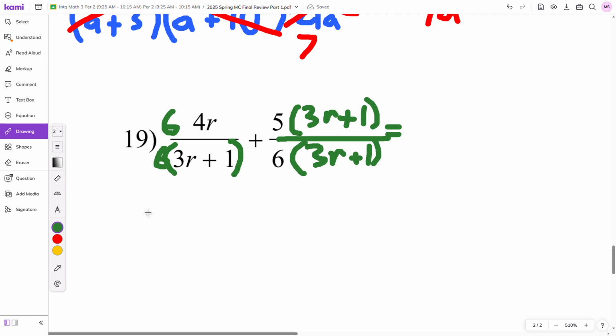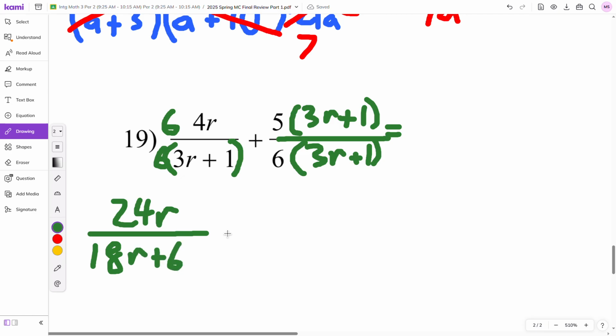So that gives us 24r over 18r plus 6 plus 15r plus 5 over the same denominator as on the left, which is 18r plus 6.